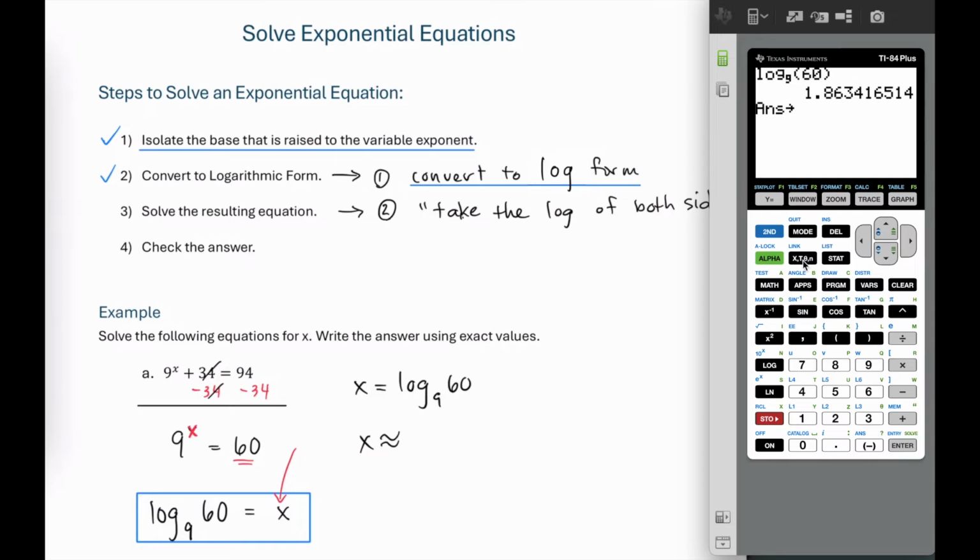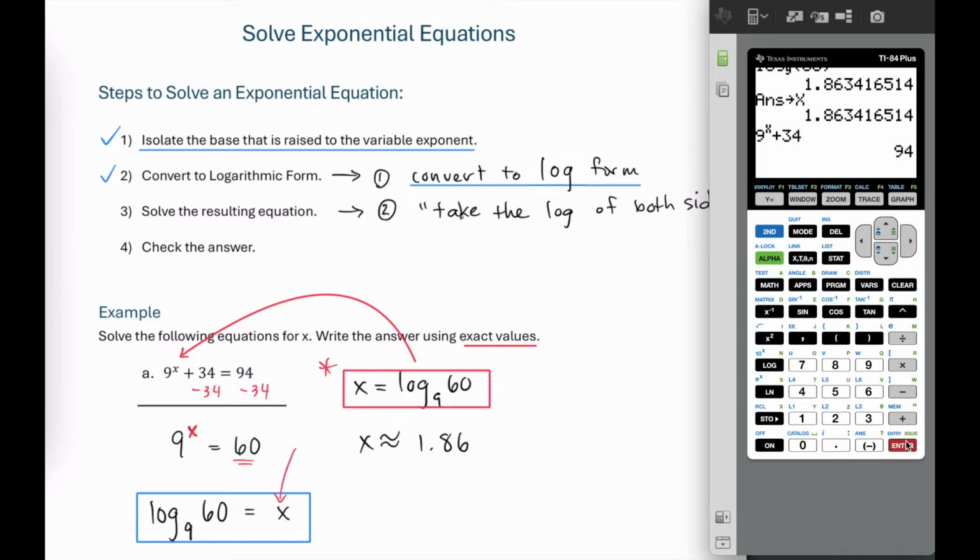Let's store this into the x variable so that we can then check our answer using our calculator. So we hit store, x, and then enter. So we've determined that the decimal approximation for this quantity is 1.86. But if our answer checks out, we would say the exact value is log base 9 of 60, and that is our preferred answer. In order to check this answer, we're going to plug our x value back into the very beginning equation. So in our calculator, we say 9 raised to that x power, remember we've already stored our decimal into the x, plus 34, and we get an output of 94, which means that our answer is correct.